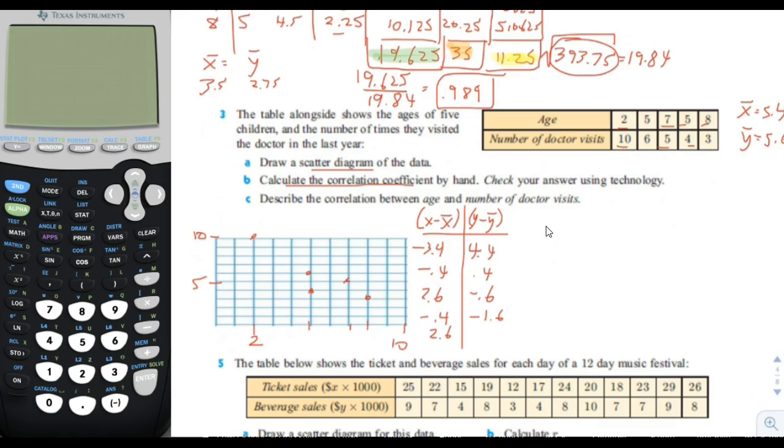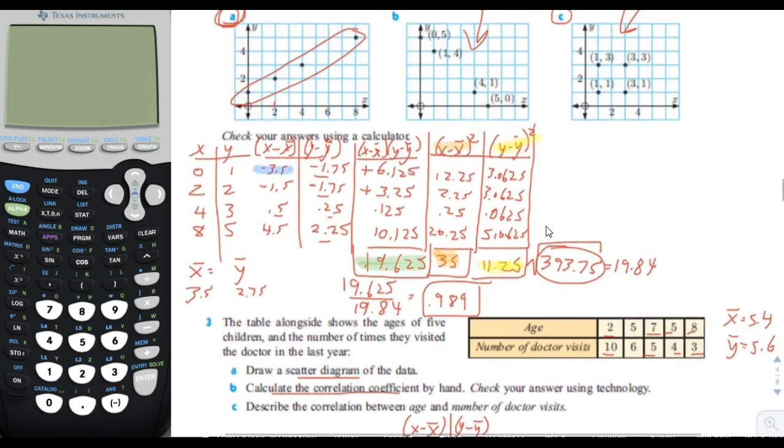That's weird. I got 2.6 for the 7 too. Oh, this should be 1.6, right? Made a mistake. That's 1.6. Doing one by hand, I got the wrong answer. And then 3 minus 5.6, which would be negative 2.6. Okay, so now we have all of our x minus x bar values. We have all of our y minus y bar values.